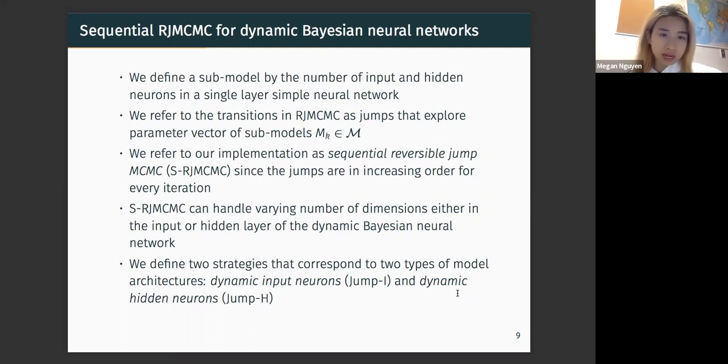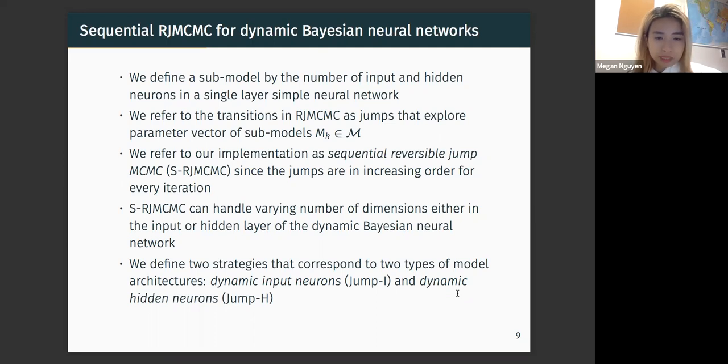It's from the figure that I showed earlier. The transition from theta of model K to another theta of model K plus one, for example, is referred to as a jump. Those jumps have the role of exploring the parameter vectors of the different submodels. We call our implementation sequential reversible jump because the jumps are in increasing order for every iteration. I will explain more later with some graphics, so it's going to be more intuitive.